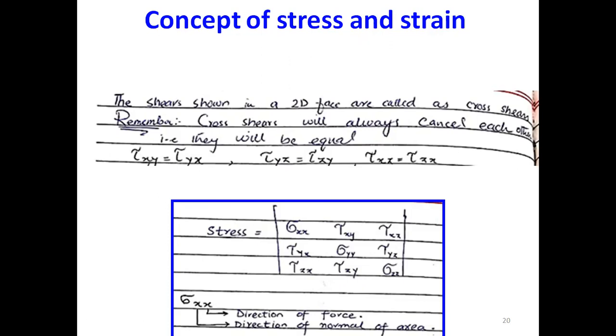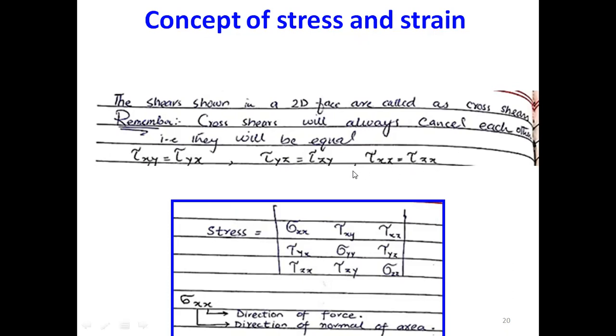The reason is that the stress element must be in equilibrium, in order to validate the reality that when we load the material, the particles within the material are not moving and not rotating. Because of that, the cross shears must be equal. So tau xy must be equal to tau yx, tau yz must be equal to tau zy, and tau xz must be equal to tau zx.